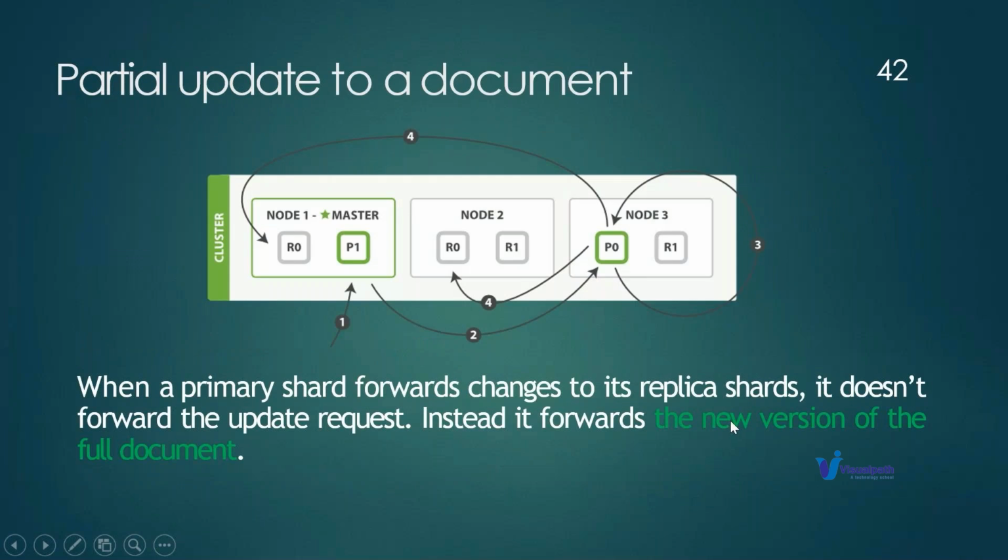Partial update to the document. When the primary shard forwards to the replica shard, it doesn't forward the update. Instead, it forwards the new version of the full document. Why is this feature there? Because to save data and storage, you can use the partial update feature also.